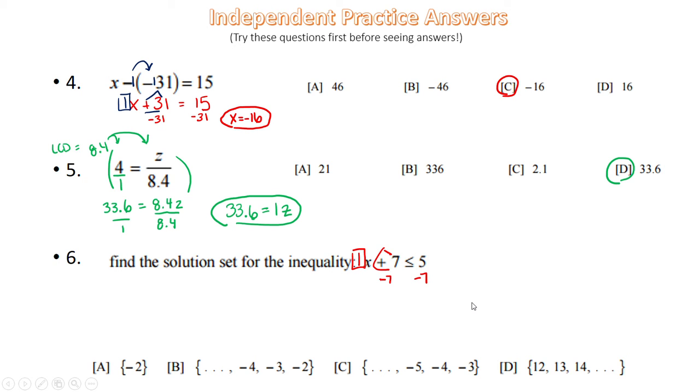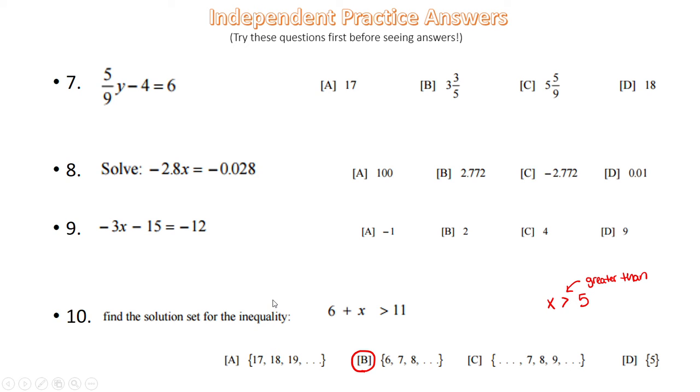Number 6, we're going to set up our rectangle to be 1, our triangle to be +7. We're going to subtract 7 on both sides of the equation. So we're going to get 1x is less than or equal to -2. Then we're going to remember when we divide by 1, do I flip? The answer is no, and that means that our answer is x is less than or equal to -2, which means it has to include -2 in the answer and all the numbers smaller than -2.